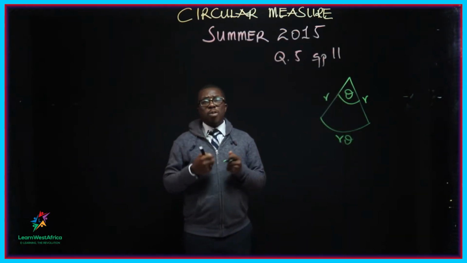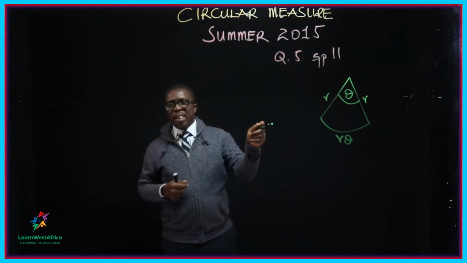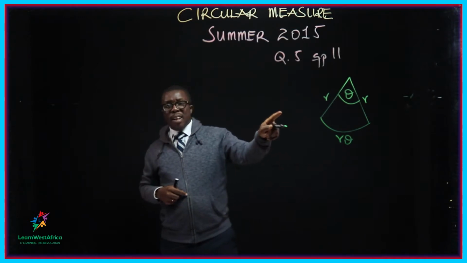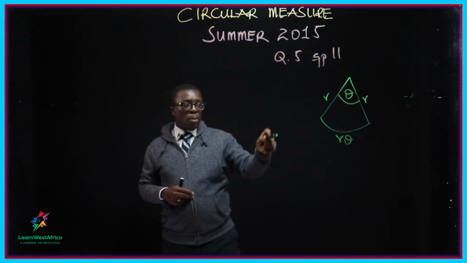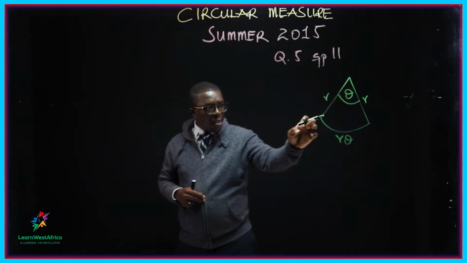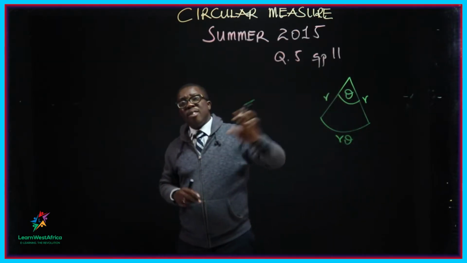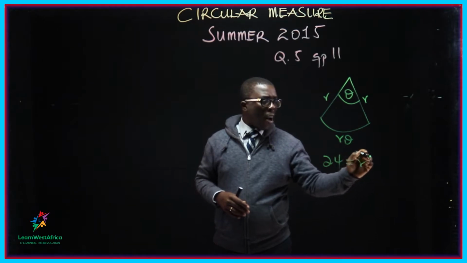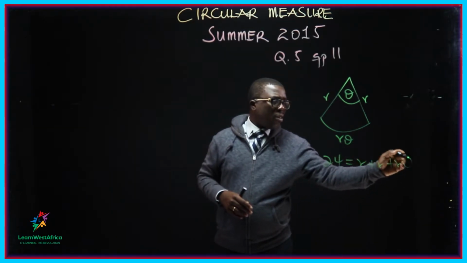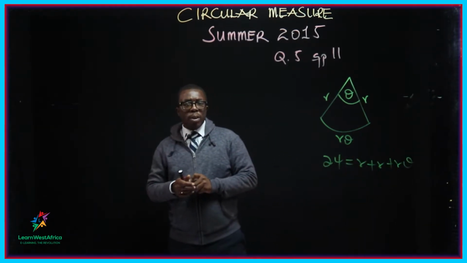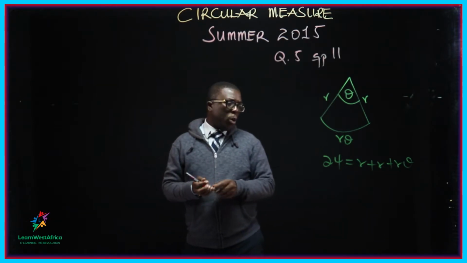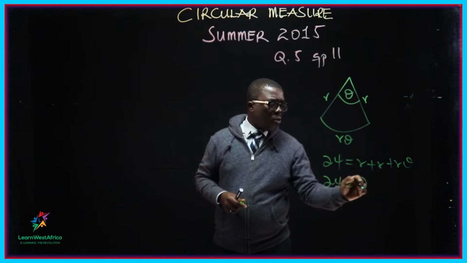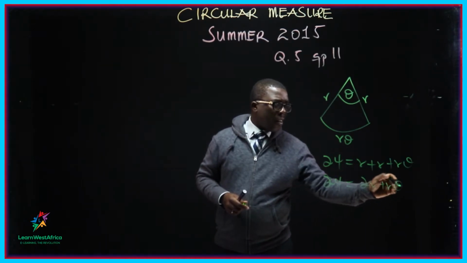We are saying that a piece of wire of 24 centimeters is bent to form this sector. What we can therefore deduce is that if you take the length r theta and r, that should give you 24. So we can say that 24 is equal to r plus r theta. Hope you're okay with that. So what does that leave us with? We can therefore say that 24 is equal to 2r plus r theta.